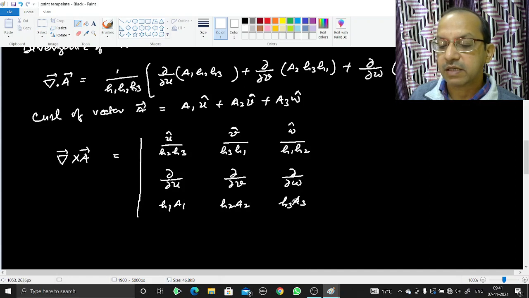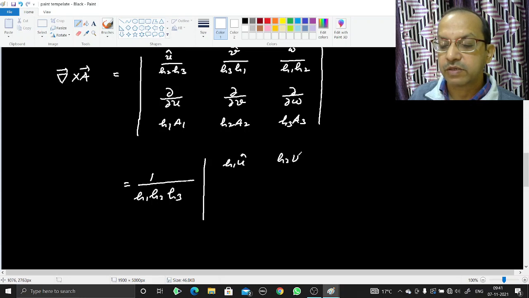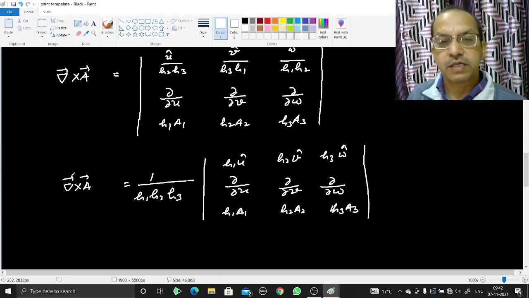We can take this h1 h2 h3 common, so it will become 1 upon h1 h2 h3. Then it is h1 u cap, h2 v cap, h3 w cap, del over del u, del over del v, del over del w, then h1 A1, h2 A2, h3 A3. So it is curl of A.